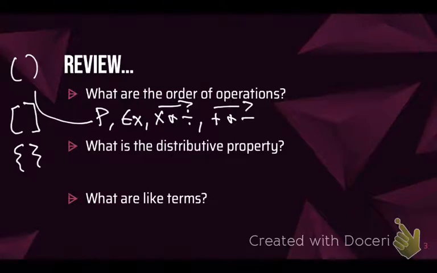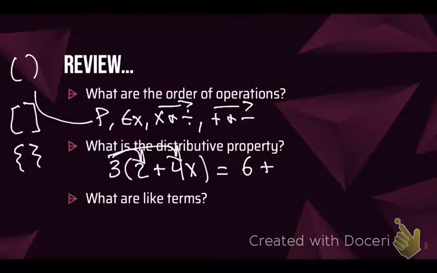Distributive property is when you are taking a number on the outside of a parentheses and you're distributing it to inside, and by distributing you're multiplying. So this would become 6 plus 12x.